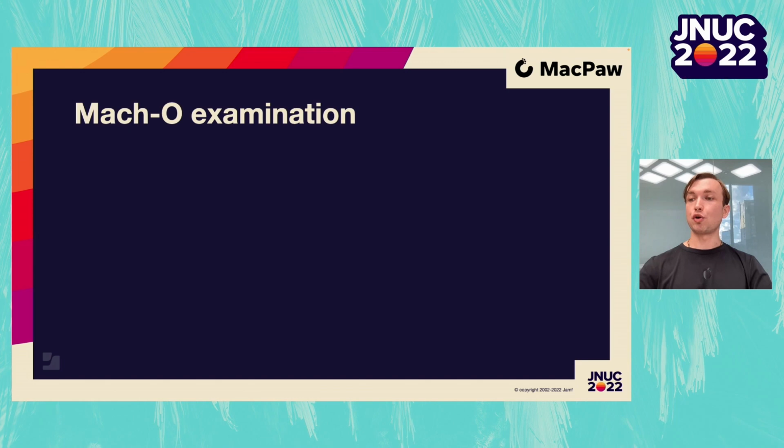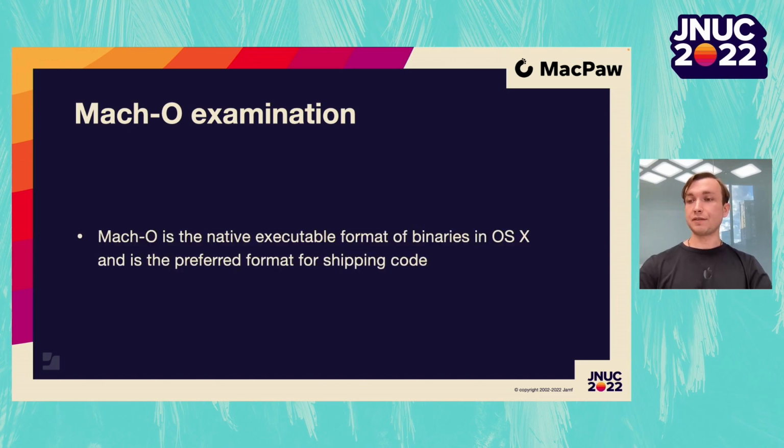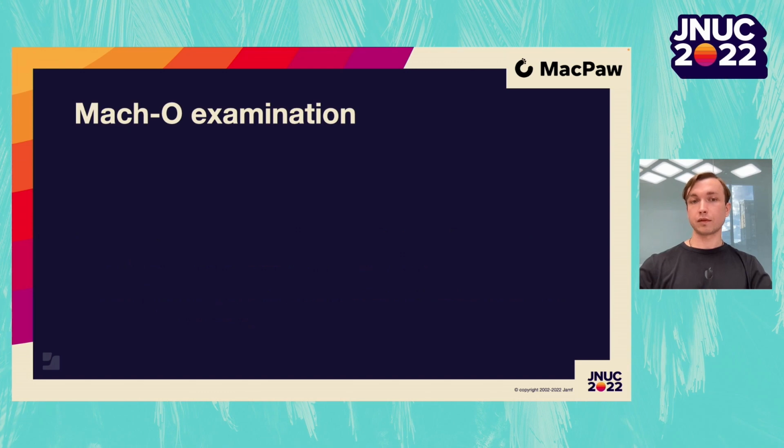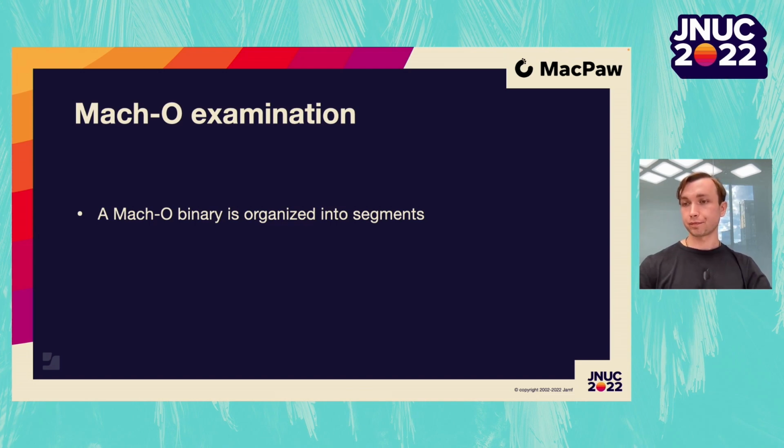Next approach is Mach-O Kit examination. Let's dive into it. Mach-O is the native executable format for binaries in OS X and is the preferred format for shipping code. An executable format defines the order in which the code and data in a binary file are read into memory. The ordering of code and data has implications for memory usage and paging activity, and thus directly affects the performance of your program.